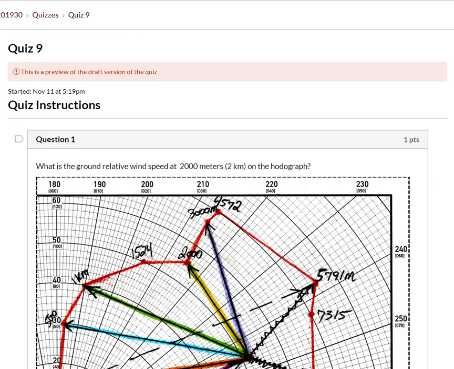Good evening, class. I'd like to take a little time today just to go over the hodograph. It's what we're going to be learning this evening. And I figured there'd be no better way to do it than just to go over the quiz. Quiz 9 is what we will be addressing this evening, and how to work the problems.